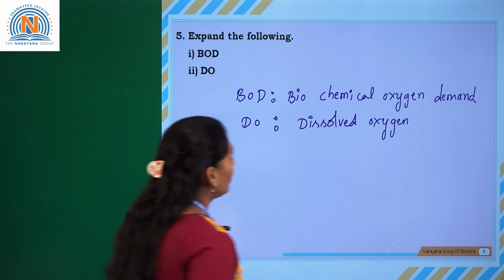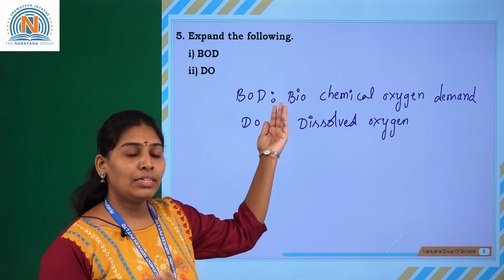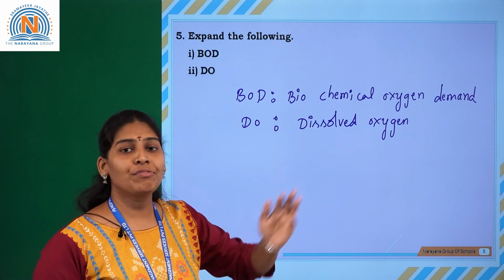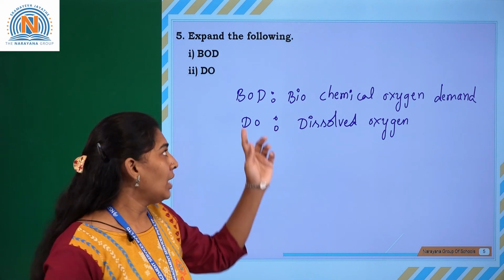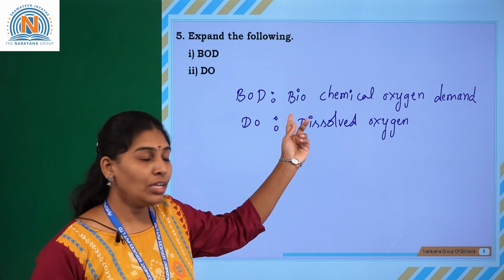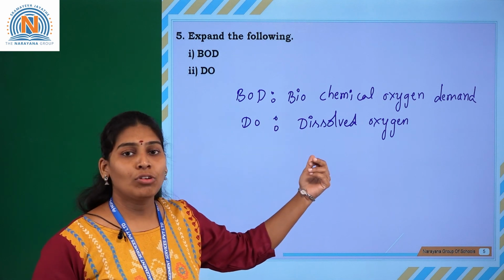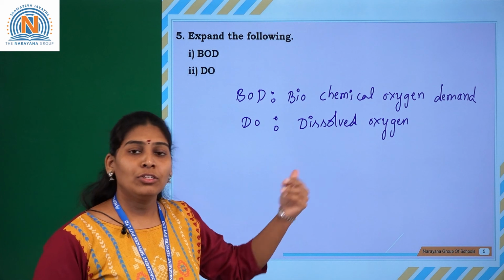Wherever oxygen is not there, meaning less oxygen content, because of growth of weed plants and all, that creates a condition of BOD, and dissolved oxygen in short we can call DO. That's all for this assignment.